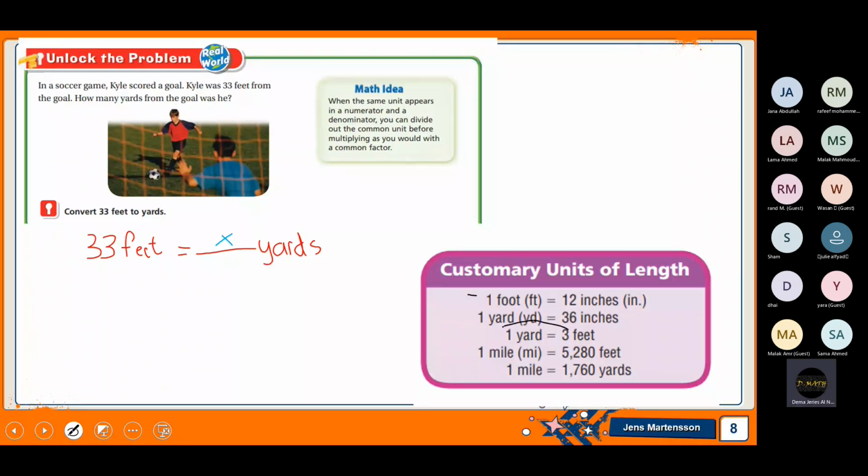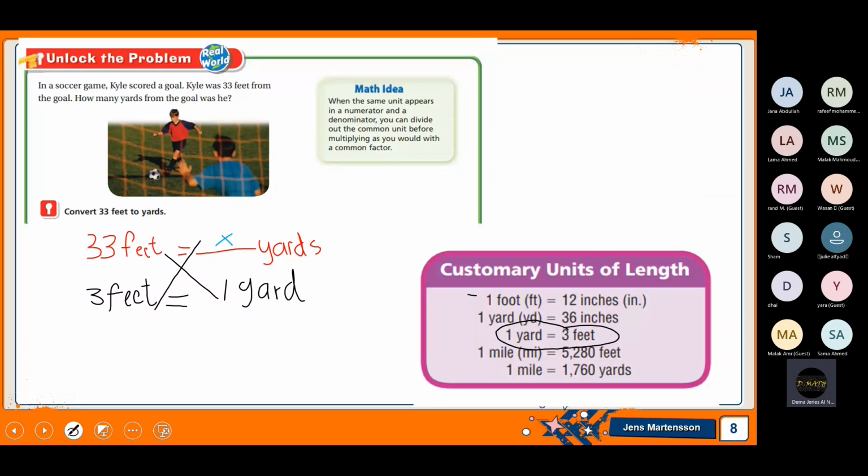1 yard equals 3 feet. So what will you do? Look at me. 1 yard, I will put under the unit yard, and 3 feet under the feet. So you arrange them: feet under feet and yard under yard. And then you make a cross product.